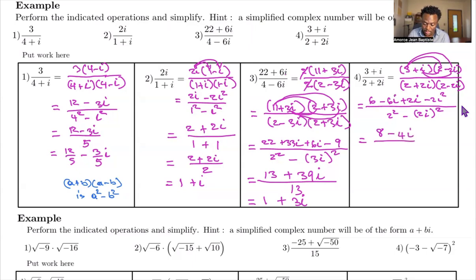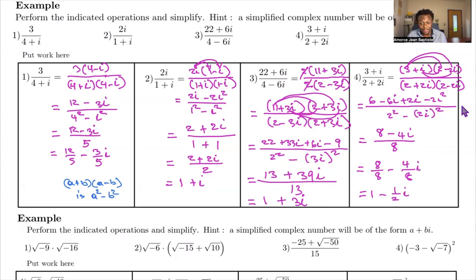The denominator is 4 minus 4i squared, which is negative 4 times negative 1, positive 4, plus 4 is 8. The bottom is just 8. We can separate the denominator, 8 over 8 minus 4 over 8i, simplify, 1 minus 1/2 i.